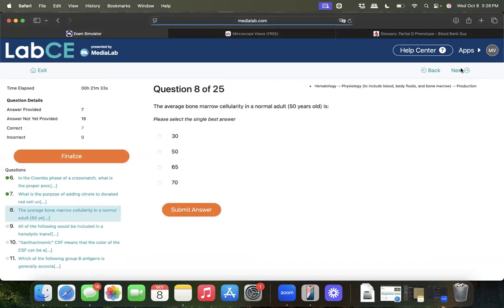All right, what's next? So I'm drinking down my tea. The average bone marrow cellularity in a normal adult 50 years old is 30, 50, 65, or 70.